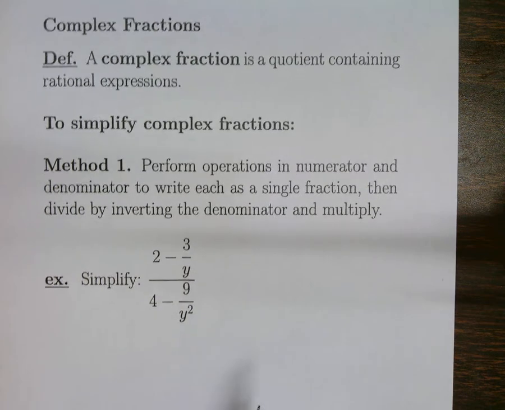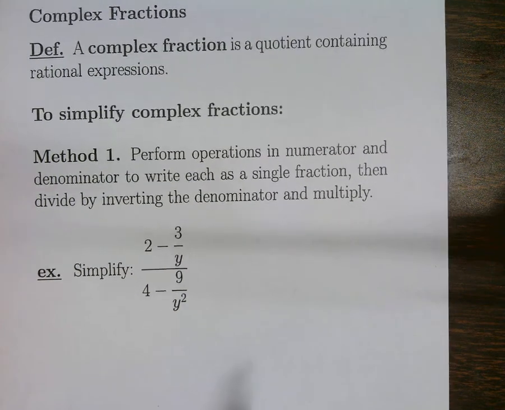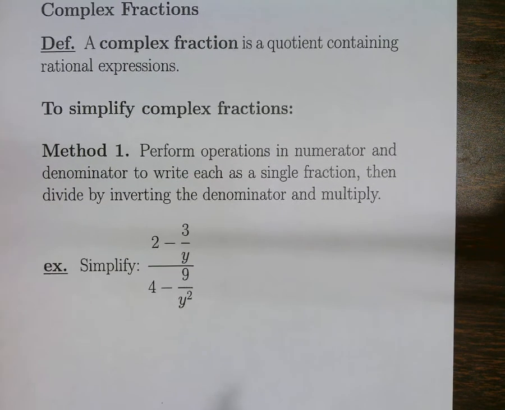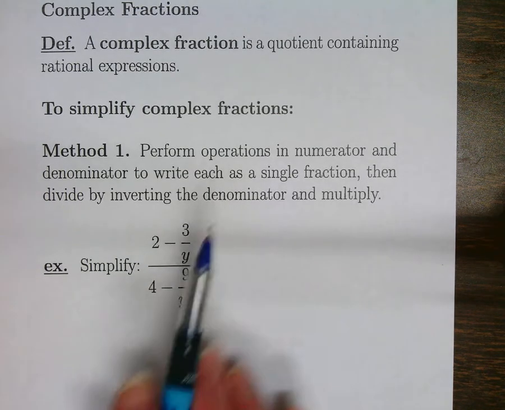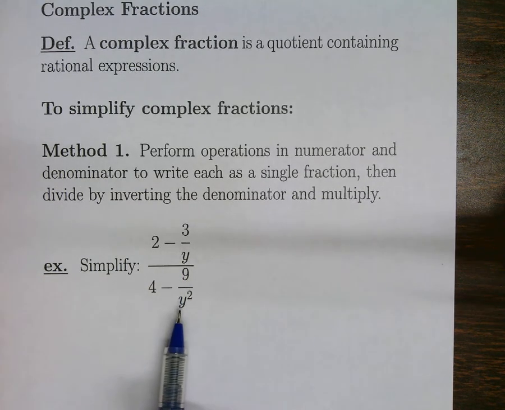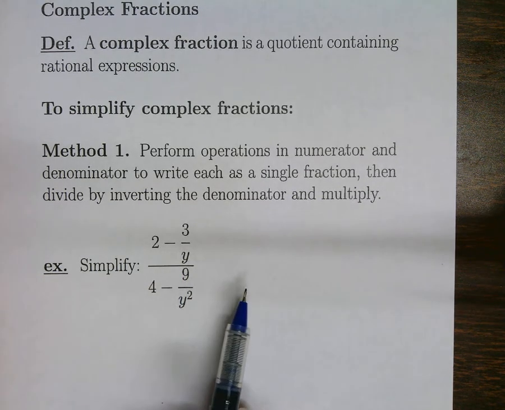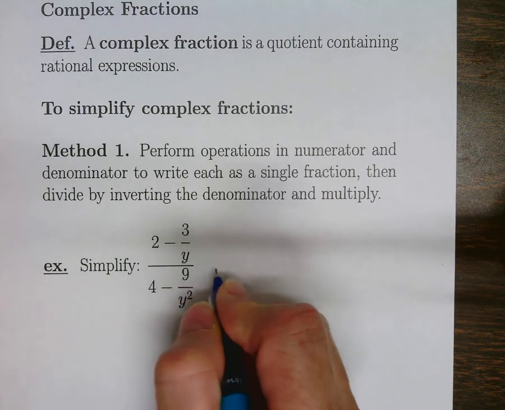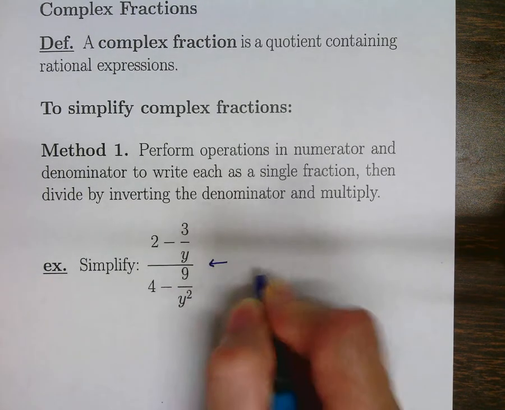Okay, and there are two ways to do this, and I'm going to show you both. In some situations, one may be better, unless you're specifically told which to use. It's your choice. Okay, the first method says the following. It says perform the operations in the numerator and denominator separately and then divide. Remember that this fraction bar means division.